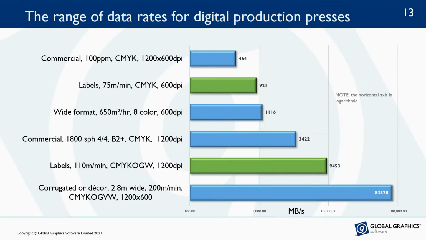Just to put that example in context, here are the data rates for a few current and near future presses. Note the horizontal axis is logarithmic because the data rate for the fastest press in this chart is nearly 200 times higher than the slowest. These are deliberately not calculated to match individual real press models, but are based on relatively common press specifications. I've highlighted the two label press examples we've just been talking about in green.